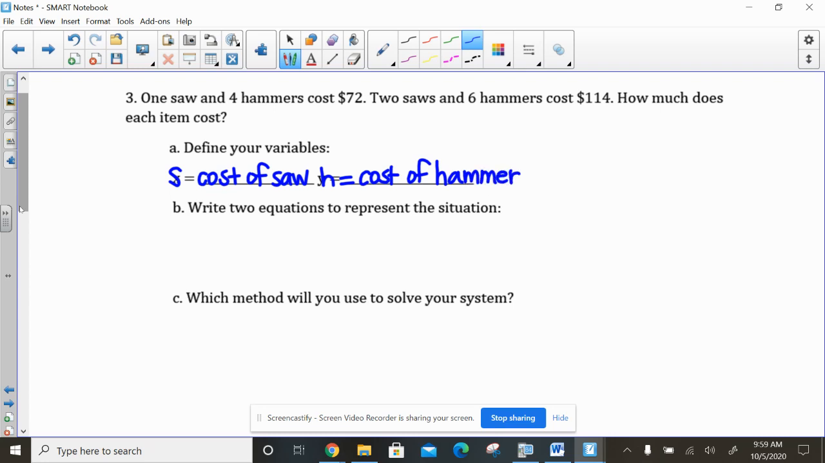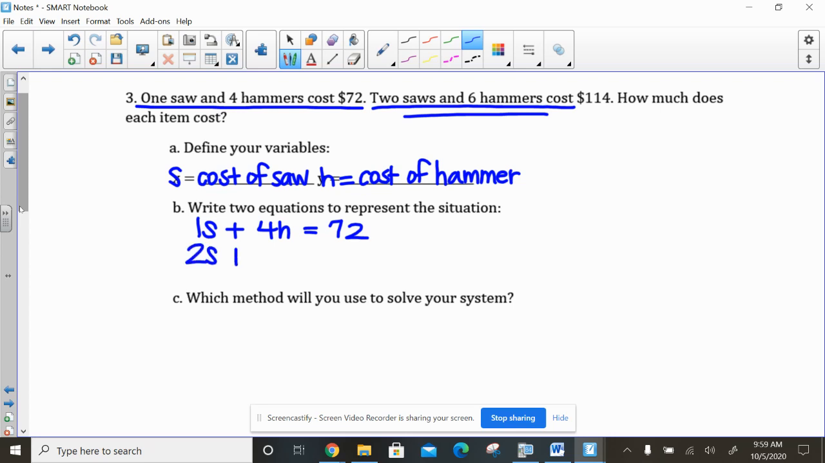Okay. So my 2 equations, I know that 1 saw and 4 hammers are going to cost me $72. So that came from my first sentence. Then my second sentence, 2 saws, so 2S, and 6 hammers, 6H, equals 114. So that will be my 2 equations to represent the situation.